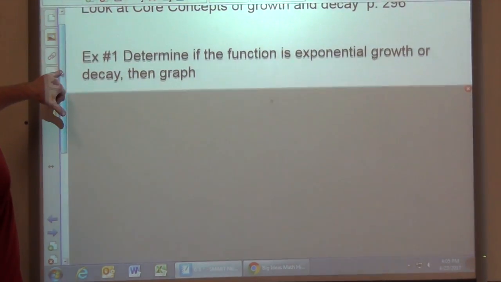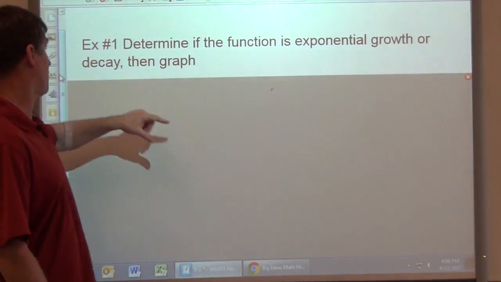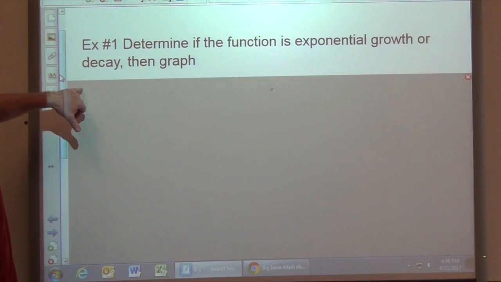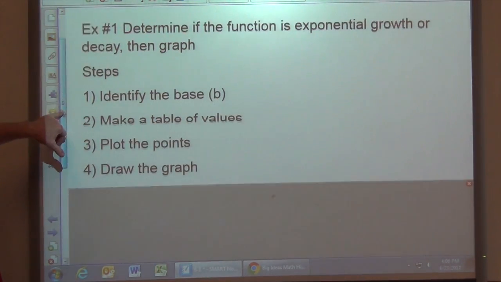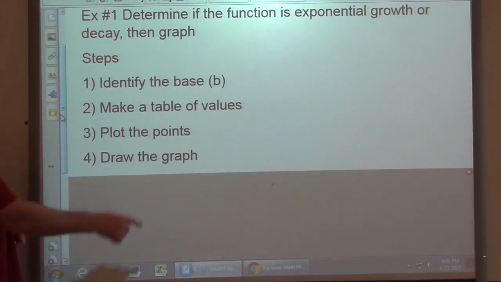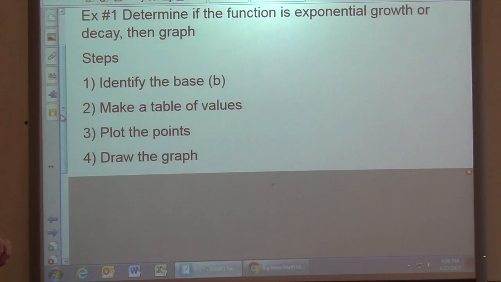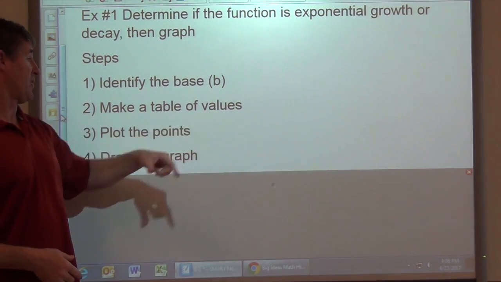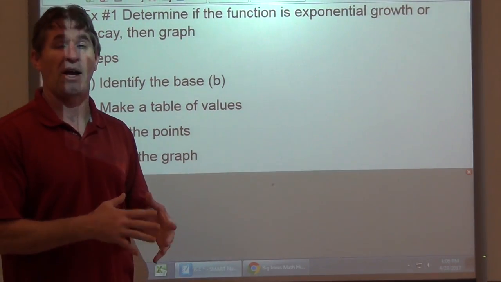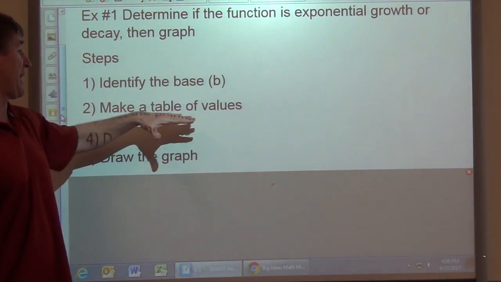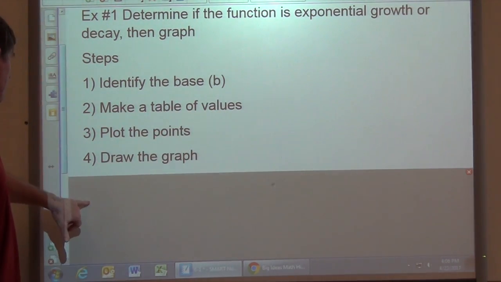So the first thing, example number 1: determine if the function is exponential growth or decay and then graph. And so the steps that you're going to go through, I've got 4 steps for you. First of all, identify the base, what b is. That will tell you whether it's a growth or decay problem. Make a table of the values. Plot the points, and then draw the graph. Now on the assignment, I'm not actually going to have you draw the graph. I'm just going to have you make the table of values. I'll assume that you could plot the points.